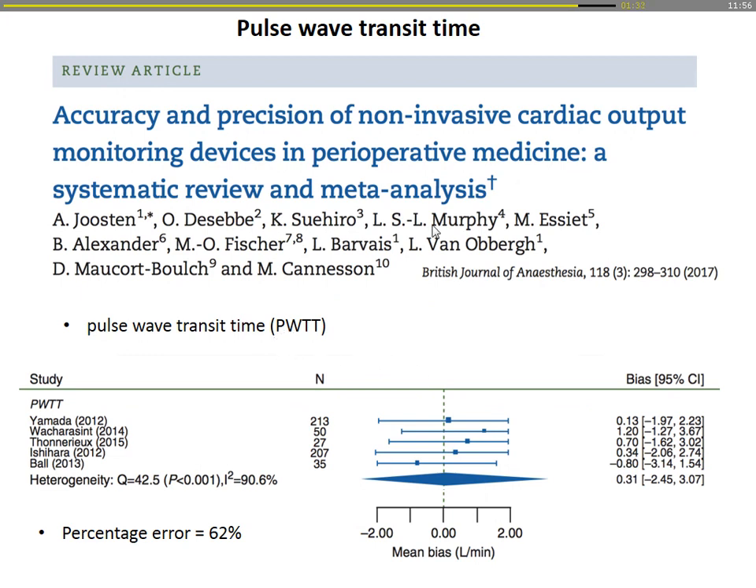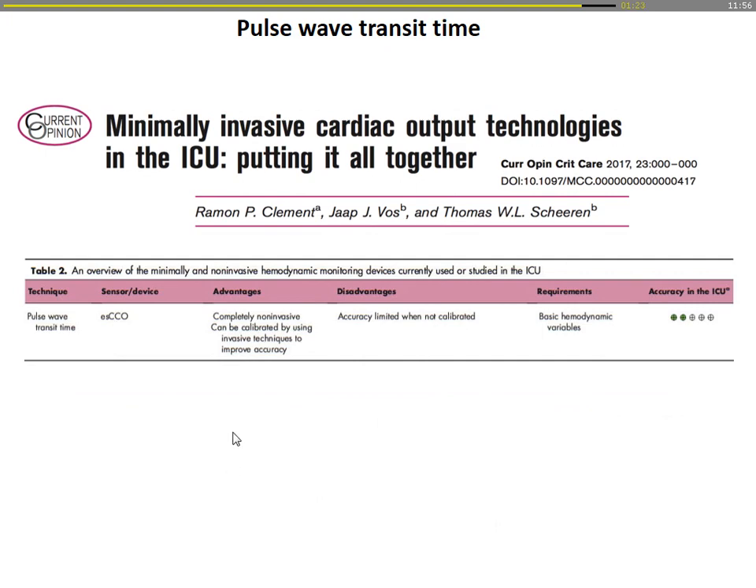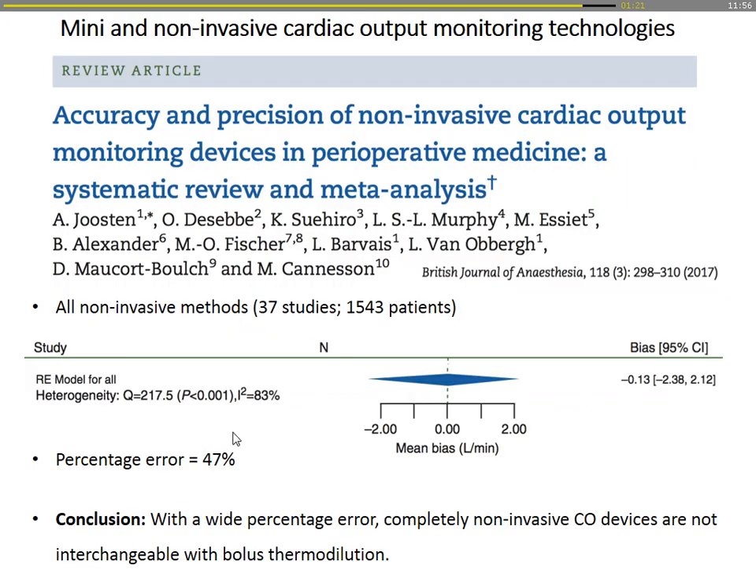And these are all the studies using this pulse wave transit time, and they have a quite high percentage error of 62%, which is certainly not acceptable, and these are the recommendations.